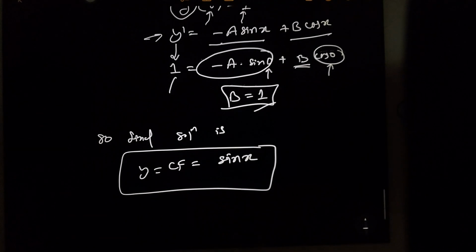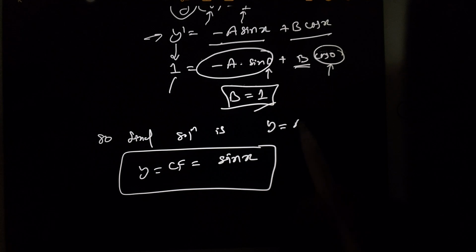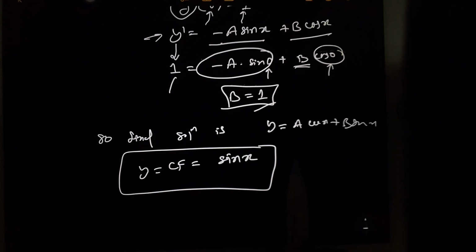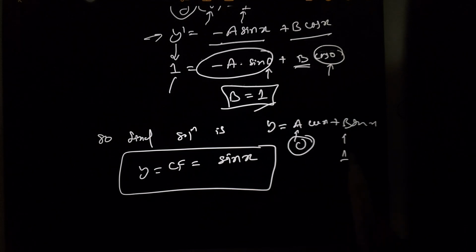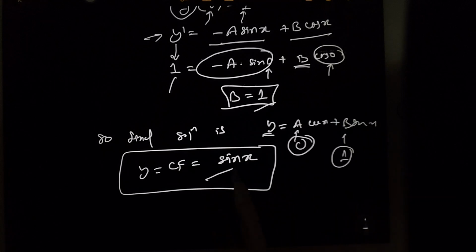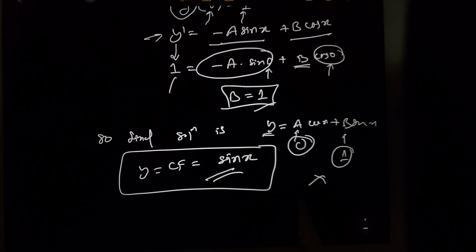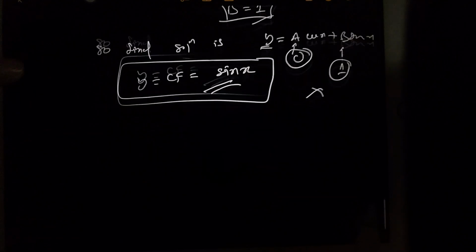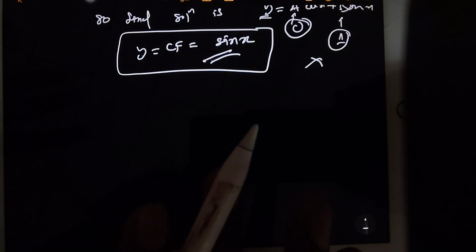Now in your answer of y, what was your y answer? a cos x plus b sin x. So substitute a value as 0 and b value as 1, because we got a as 0 and b as 1. So y is equal to sin x is your final complementary function, which is also your final solution. In this question we did not calculate the particular integral because the right side was 0; there was no function there. I hope you understood both the questions very well.